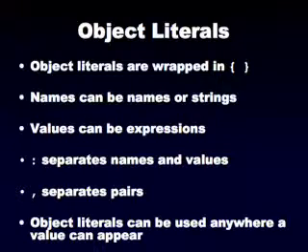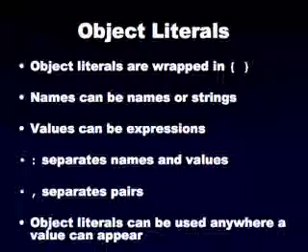We also have an object literal notation in this language, which is extremely convenient. It provides a way of conveniently creating a new object. Again, the names can be strings, but names can also be simply names. So in some cases, the quote marks around keys are optional. The values can be any expression. Colons separate the names and values. Commas separate the pairs. Object literals can be used anywhere that a value appears.